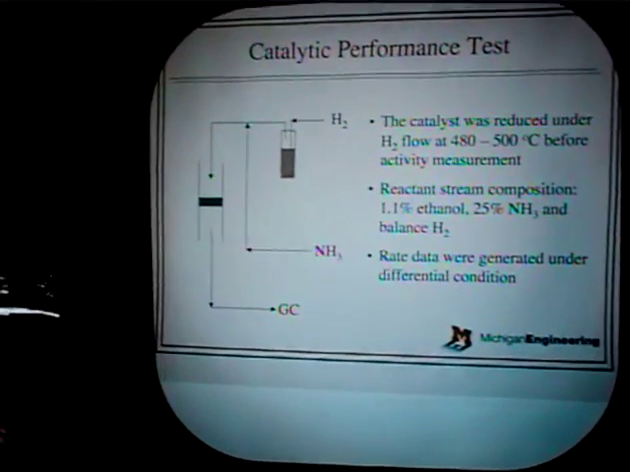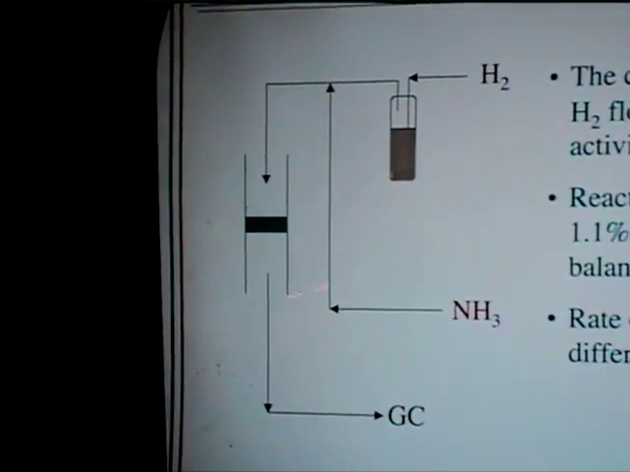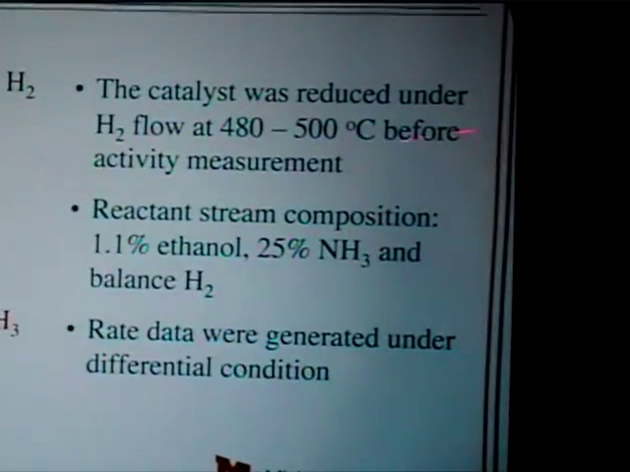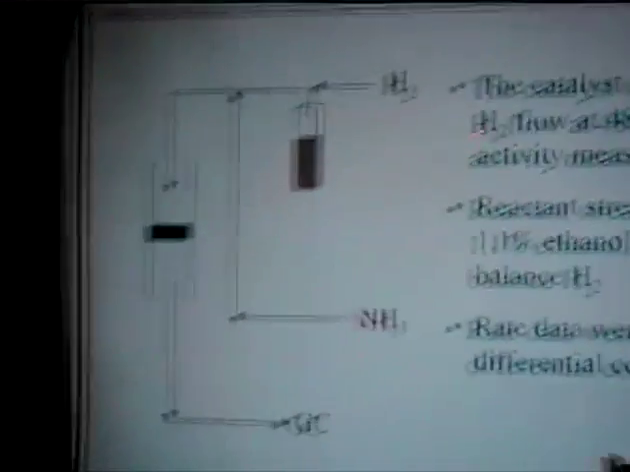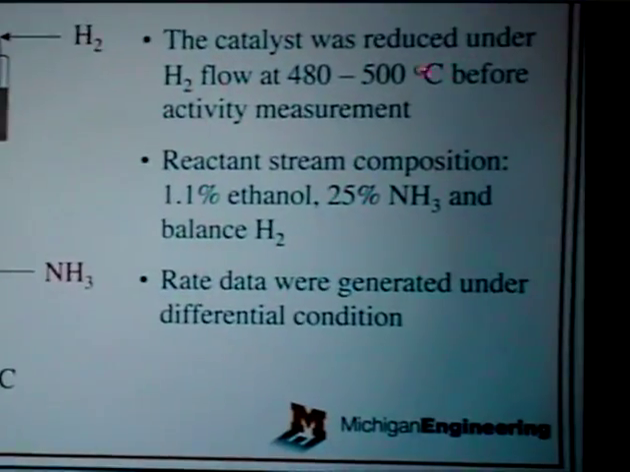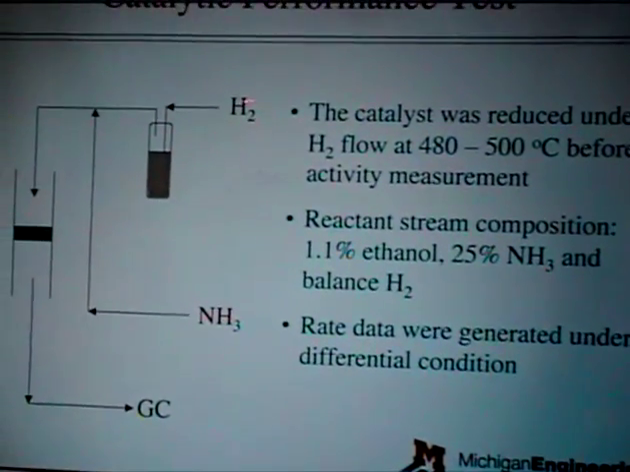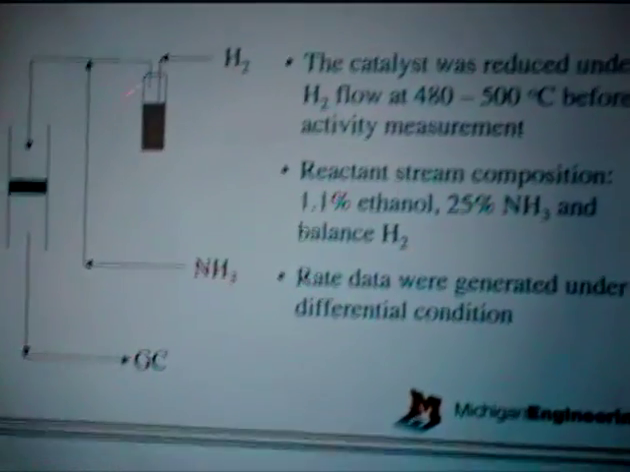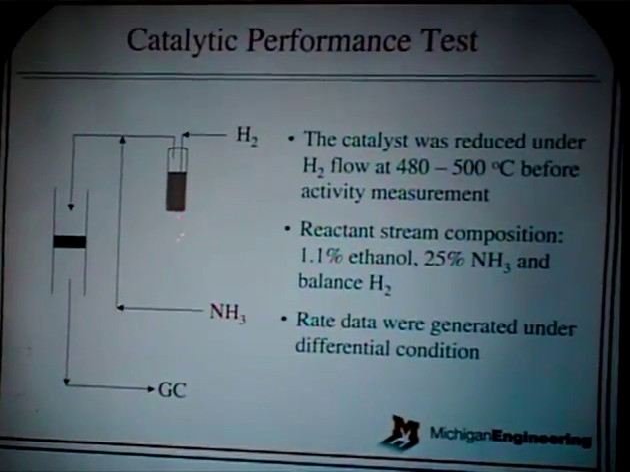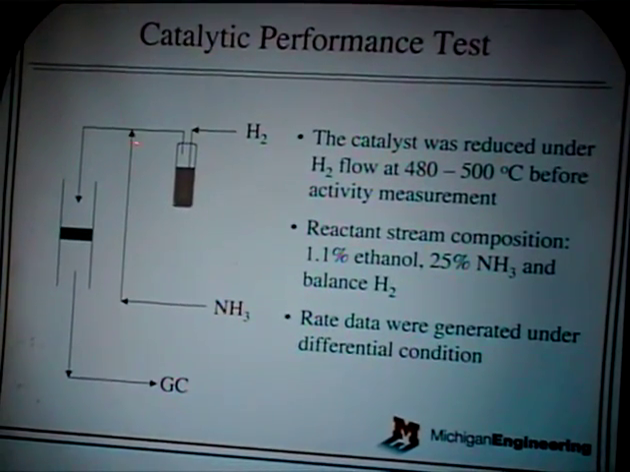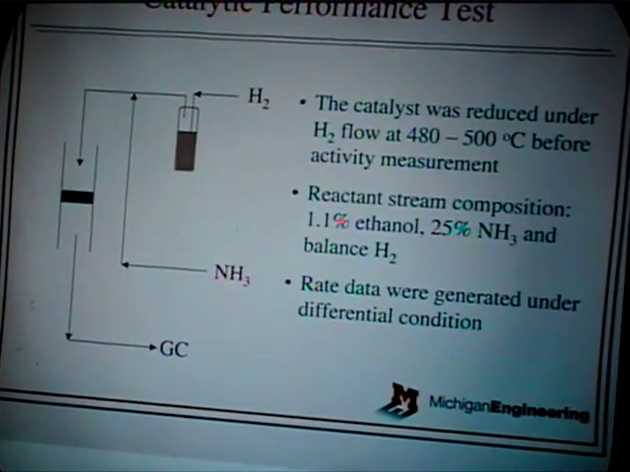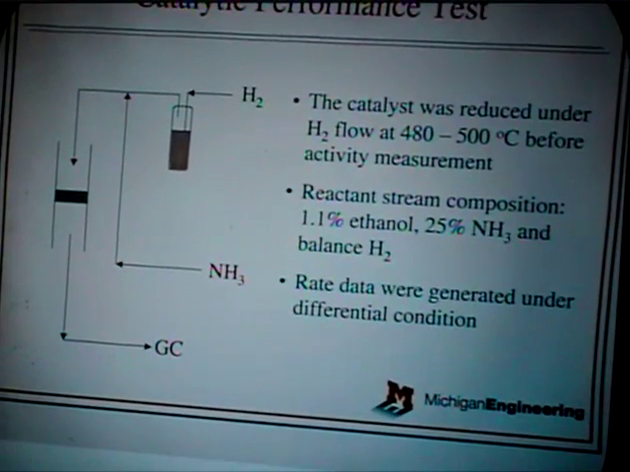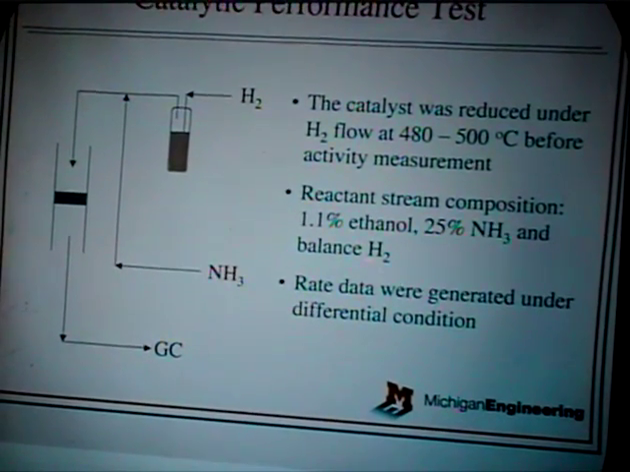Now coming to the setup for the catalytic performance test. This is a conventional one using a microreactor. As I mentioned earlier, before measuring the activity of the catalyst, the material is reduced in the reactor using hydrogen at 480 to 500 Celsius. In the experimental setup, hydrogen was the carrier gas. It was passed through a saturator containing ethanol at 0 degrees centigrade, and then mixed with another stream of ammonia. The composition of the stream before entering the catalyst bed was about 1% ethanol, 25% ammonia, and balance hydrogen. Mostly all the data were generated under differential conditions.